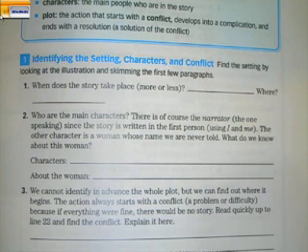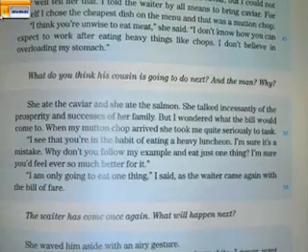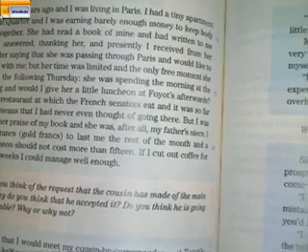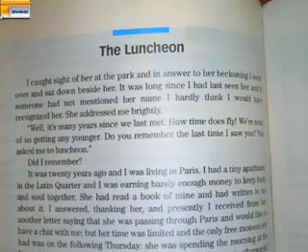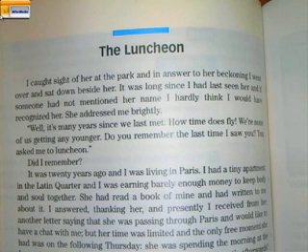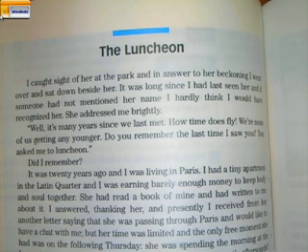So the first question is, when does the story take place, more or less, and where? So if we go to the story and read just the first few paragraphs, here it is. "I caught sight of her at the park, and in answer to her beckoning, I went over and sat down beside her. It was long since I had last seen her, and if someone had not mentioned her name, I hardly think I would have recognized her. She addressed me brightly. Well, it's many years since we last met. How time does fly. We are none of us getting any younger. Do you remember the last time I saw you? You asked me to luncheon." Did I remember? It was 20 years ago, and I was living in Paris.